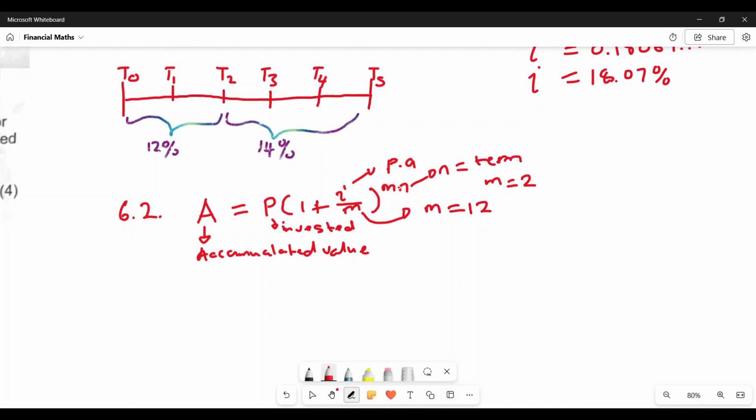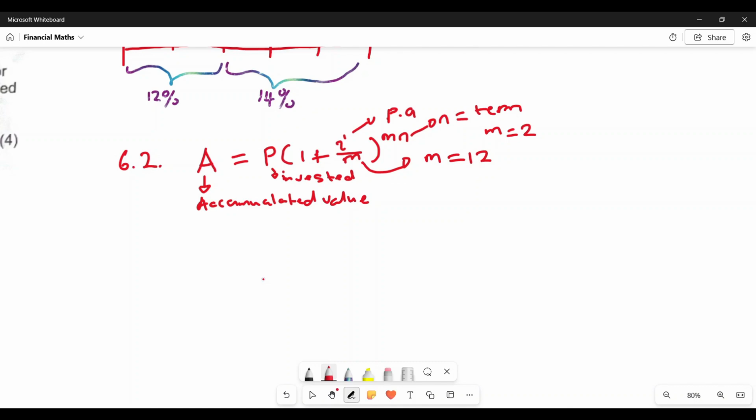And in this case, our term will be adjusted depending on what interest rate we are looking at, depending on the period, because we have divided our total term of investment into two periods, which is the first 2 years to cover the 12% and the last 3 years to cover the 14%. So let's go ahead and tackle this question.